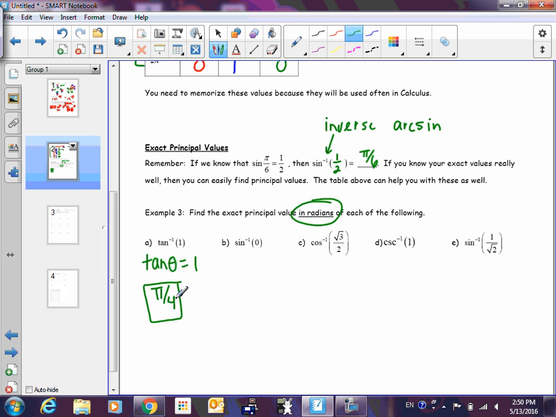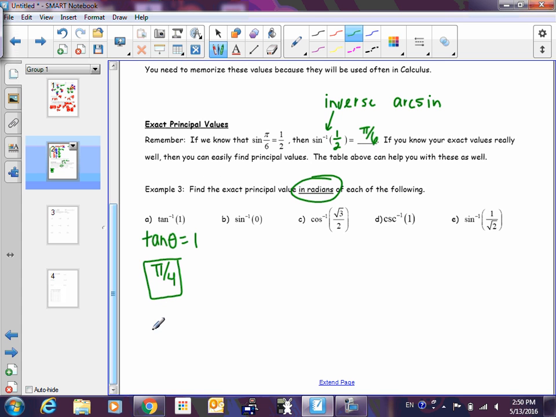Now, if you were just doing this problem from scratch and didn't have a table, you would have to go through and figure out restricted range, and you'd have to draw a triangle, and you'd have to go, okay, tangent is opposite over adjacent. Both of those are 1. That's a 45-degree angle. Therefore, my answer is pi over 4. That's how we did it before. So I'm hoping you can kind of see the value in memorizing at least some of these.